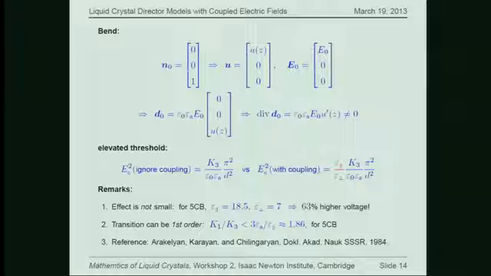Well, these 5CBs have very large birefringences. So this epsilon parallel is 18.5, epsilon perp is 7. If I put this in here, I have to take a square root and change it to voltage, but it ends up being 63% higher if you use the material numbers for 5CB. I mean, that's a significant increase.